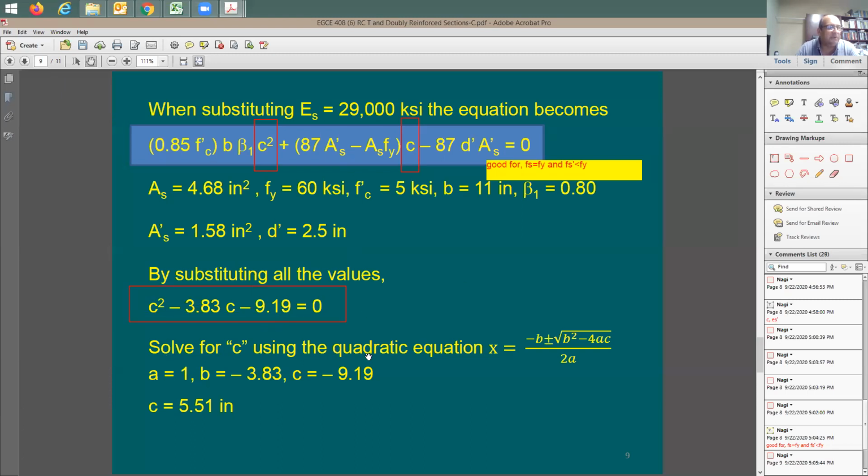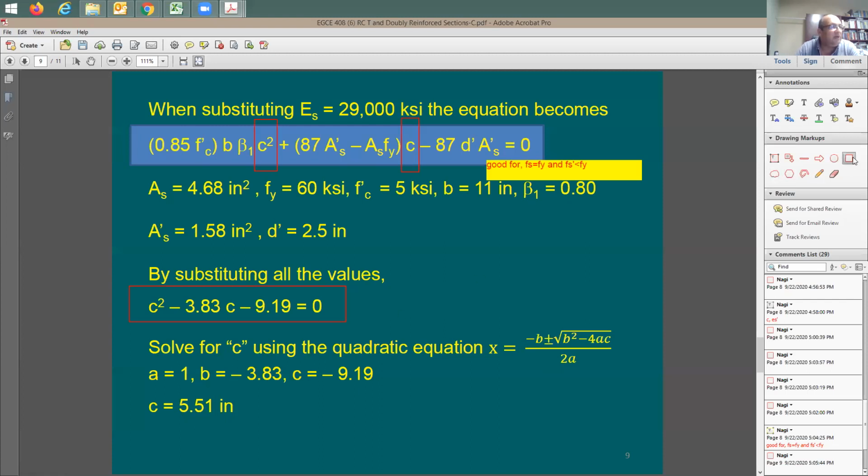You can solve it with the quadratic equation. Are you guys familiar with this equation? You know how to use it? We're good with it, right? Yeah. And usually you're going to have two answers. One of them is going to be a weird answer, something that you cannot really use because it doesn't make sense. It is beyond the logic. So the good answer, based on this equation and this analysis, is going to be equal to 5.51 inches.